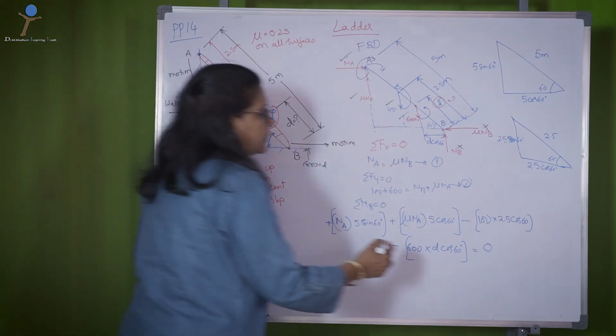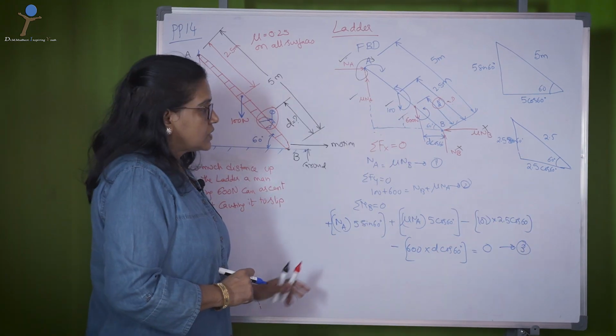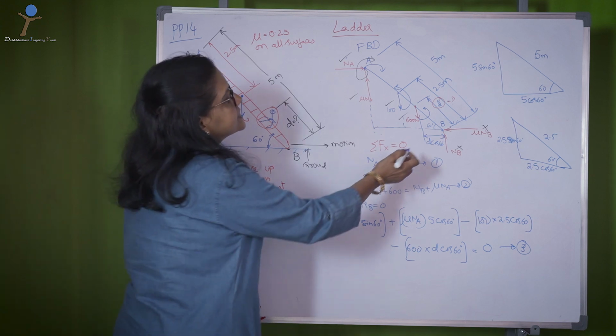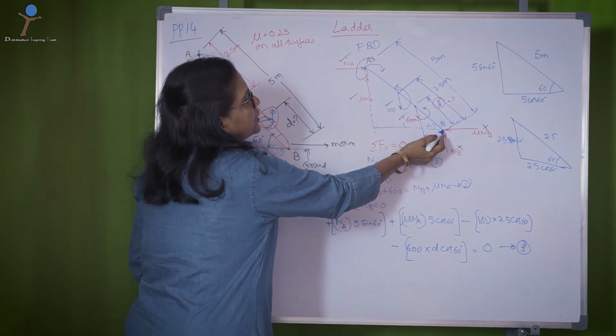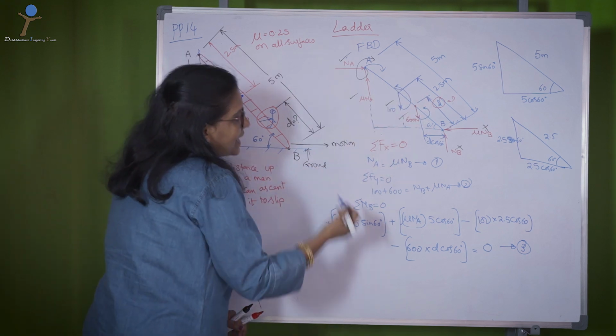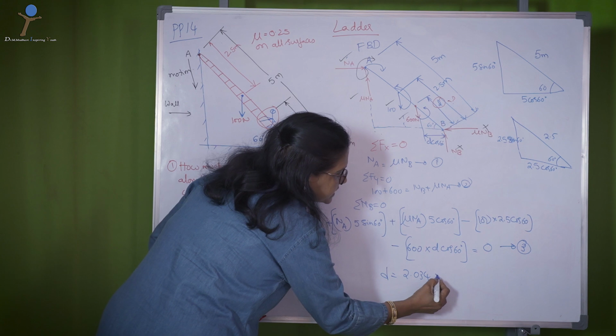So you have 3 equations. After you solve these 3 simultaneous equations, you get the distance the man climbed on the ladder to be d equal to 2.034 meters.